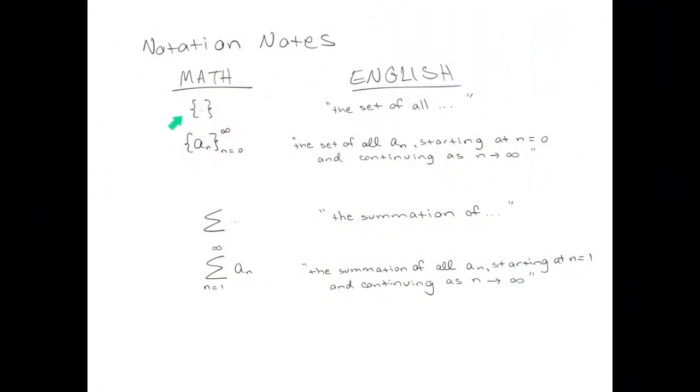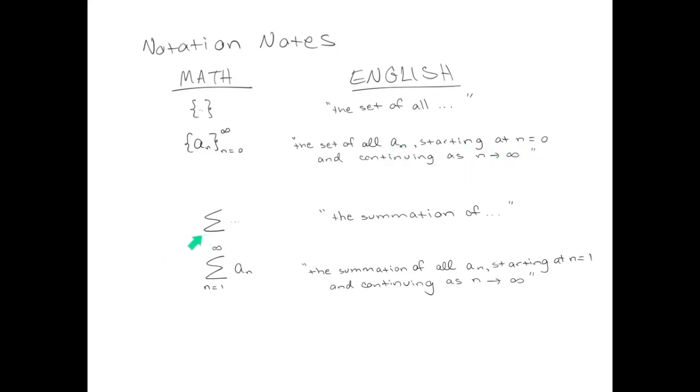These curly brackets stand for the set of all dot dot dot, where the dot dot dot is filled in by whatever's in the brackets. If we had brackets with an a_n inside, starting at n equals 0 to infinity, that would stand for the set of all a_n starting from n equals 0 and continuing as n goes to infinity.